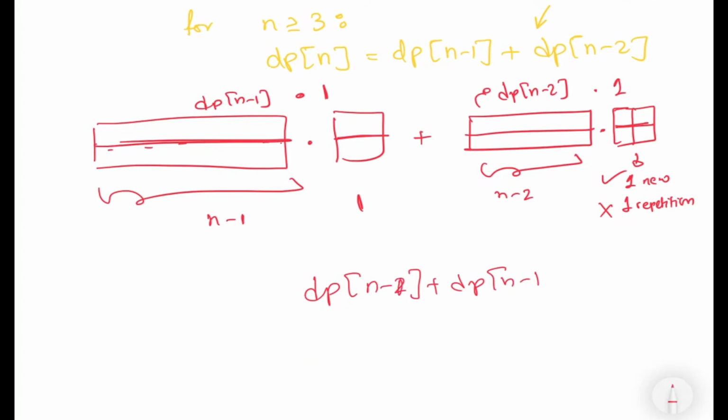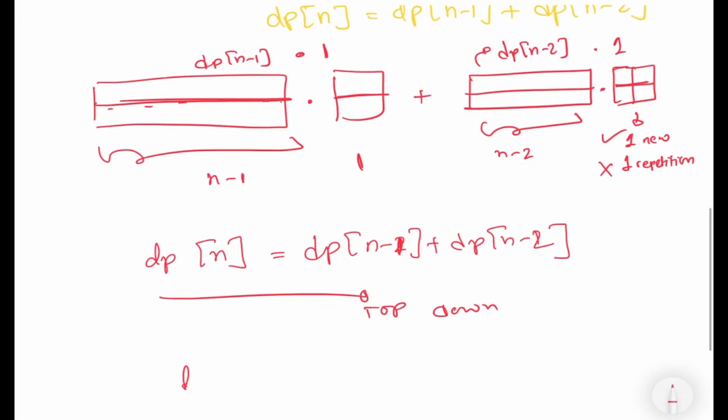tile the floor which is n length long, and for this we required the knowledge of n minus 1, the number of ways to tile n minus 1, and the number of ways to tile n minus 2. We can solve this in two fashions: top down, where we start with n, end at 0 and then return back to n, or we can do it bottom up, where we start with 0, reach n and return n.